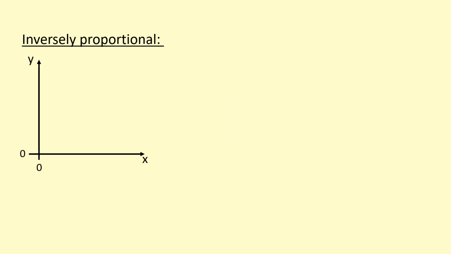Another important one is inversely proportional, which can be written as y equals some constant over the x there. Okay, and the graph looks like this. And the important feature of this graph is that it doesn't touch the x-axis or the y-axis. It's asymptotic at those 2 points there, so it doesn't touch those axes.